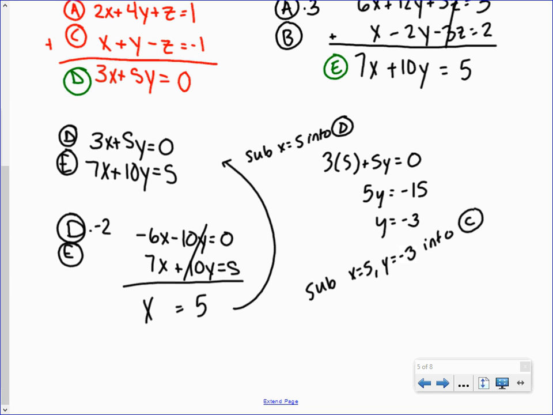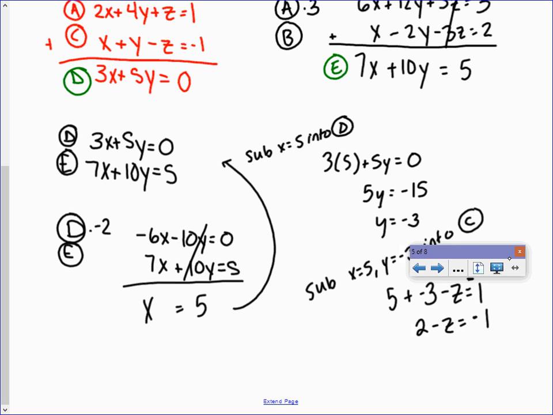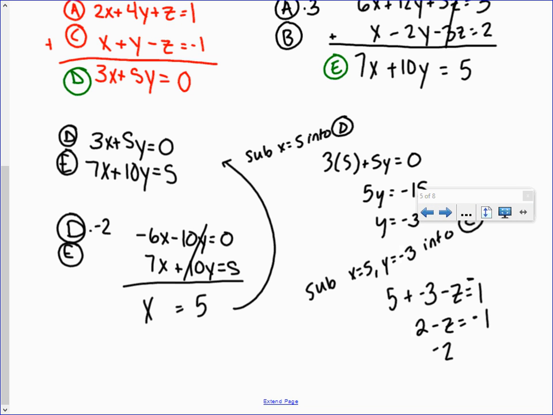Yeah, I think you can look at the equations and say, okay, there's less I'd have to divide by or less I'd have to multiply. These numbers are going to be smaller. I do think that you can work smarter on these problems. So let's see, that's 5 plus negative 3 minus z equals negative 1. And then that's 2 minus z equals, oops, was that negative 1? Equals negative 1. So negative z equals negative 3.